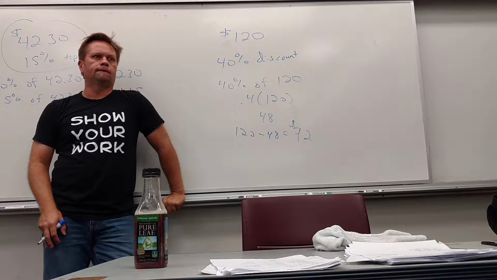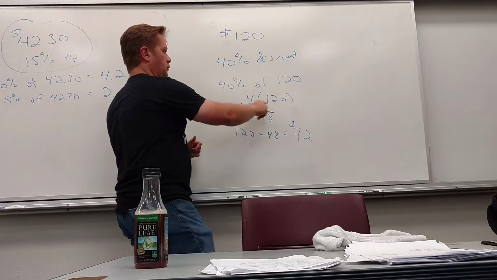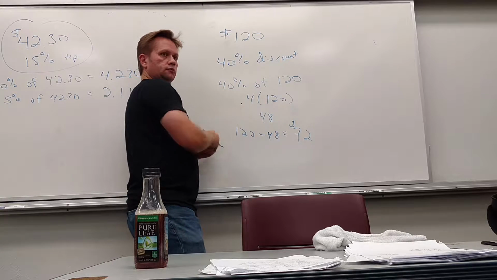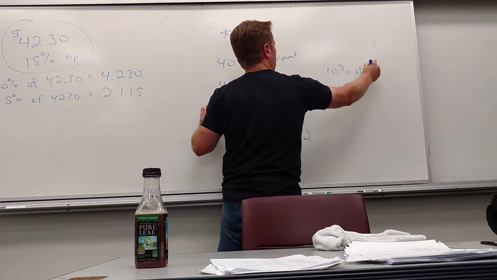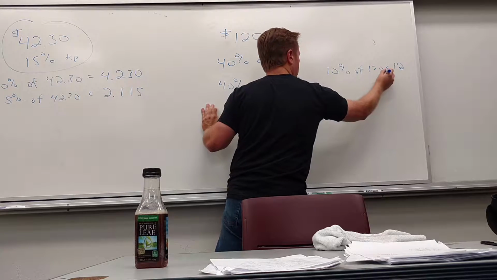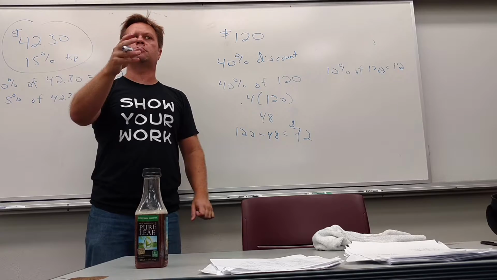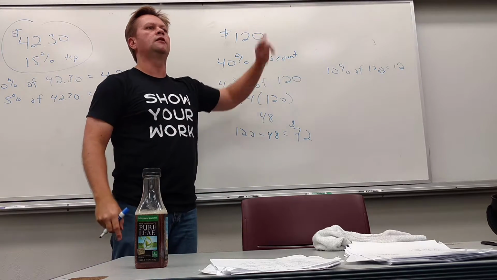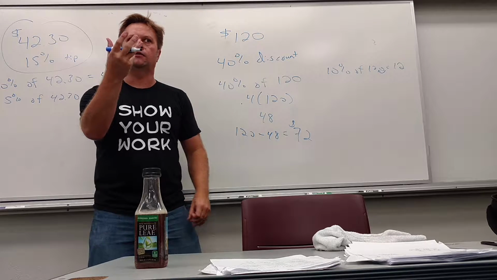0.4 times 120 is 48. Say again? 0.4. Yeah, 0.4 times 120 is 48. 10% of 120 is 12. Is that cool? Move the decimal back once. 10% of 120 is 12. So 40% of 120 must be 4 times that. 48. Same thing your calculator says. You're like, holy crap.